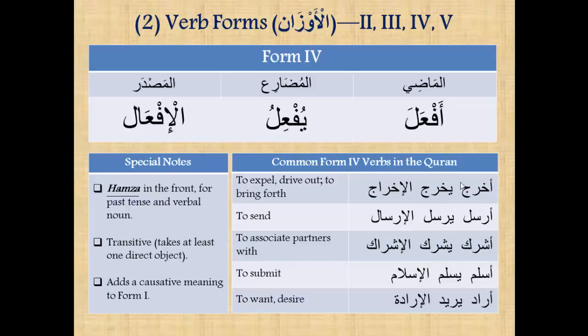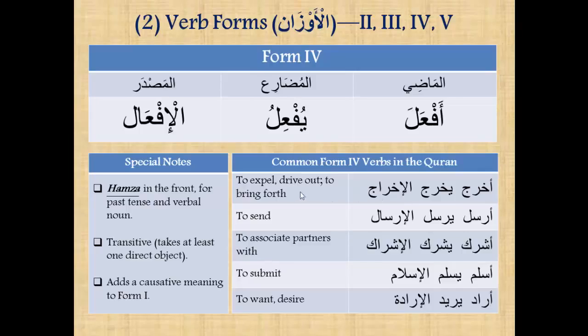Another example of the causative meaning is the Form 1 verb فَسَدَ يَفْسِد, which means to be bad or to be spoiled. Now converting that to Form 4, أَفْسَدَ يُفْسِدُ الْإِفْسَاد, to make something bad, to cause something to be bad, which means to corrupt or to cause mischief.